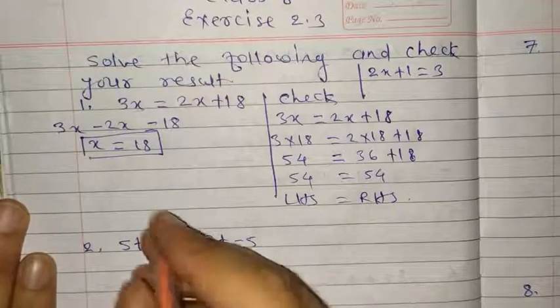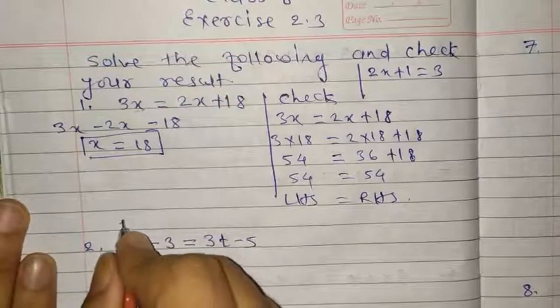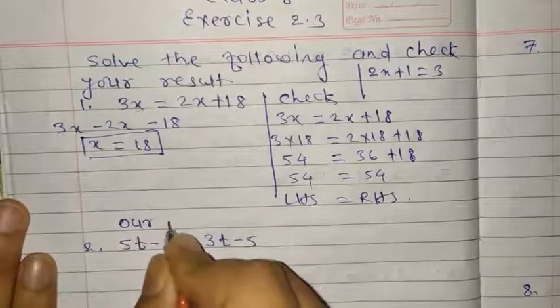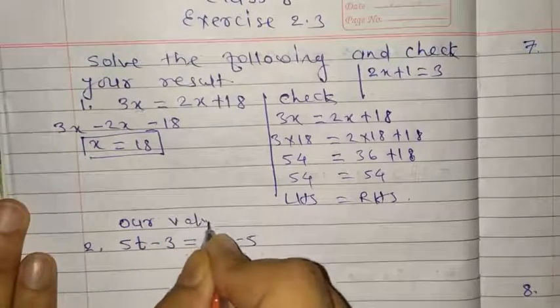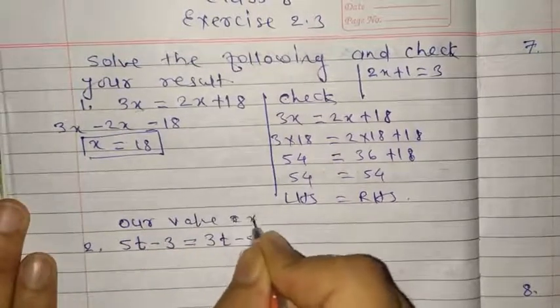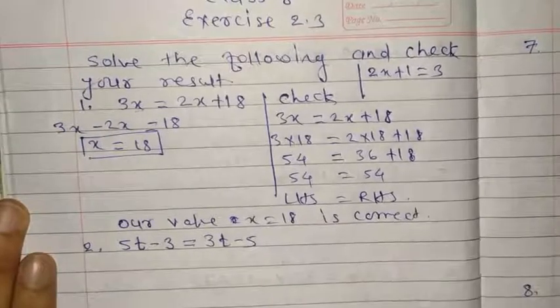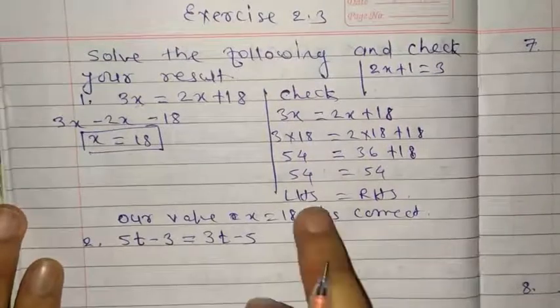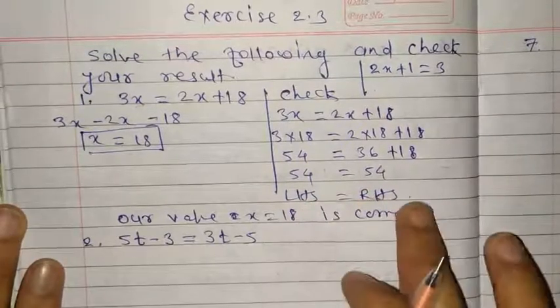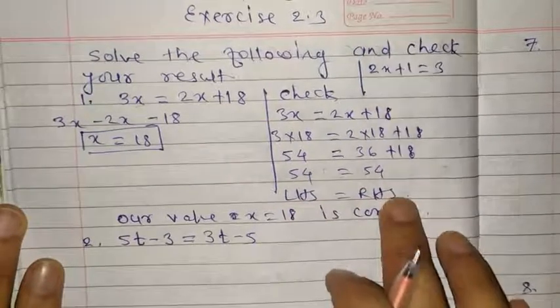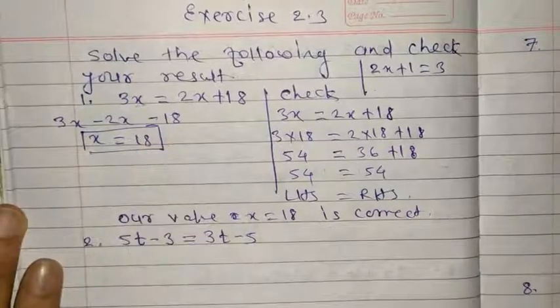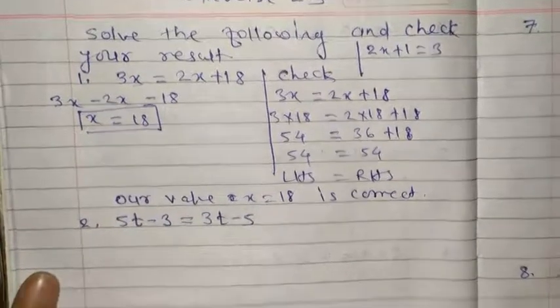And check your result. So you can note it down also. Our value x equals 18 is correct. That also you can note down. Once the LHS and RHS are equal, it means our answer is correct. So our value x equals 18 is correct.